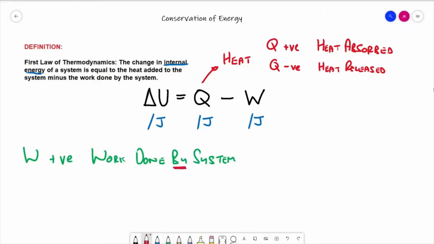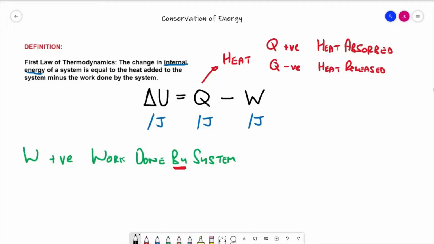Okay, so that's the key there. The work is being done by the system. Now, normally when a system does work, it is losing energy itself. Okay, so if work is being done by the system and W is positive, well, let's have a look at what happens with the equation there.